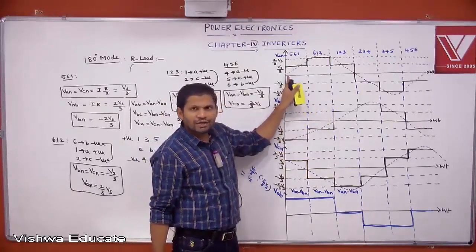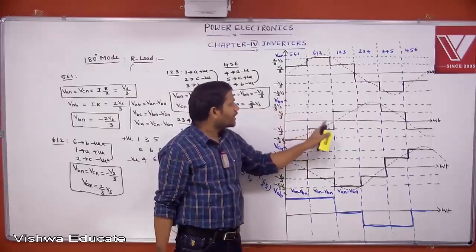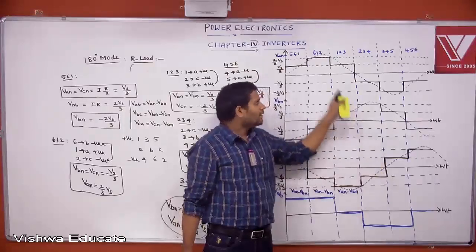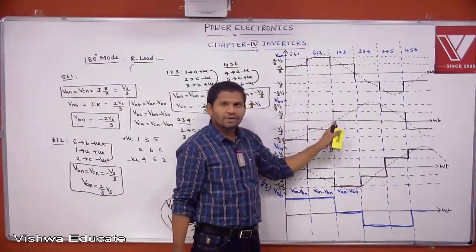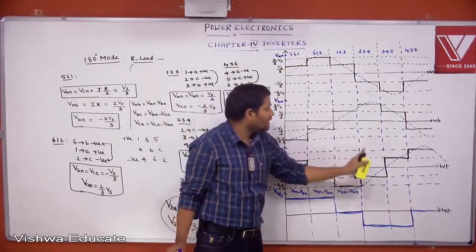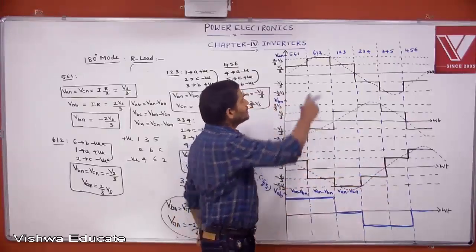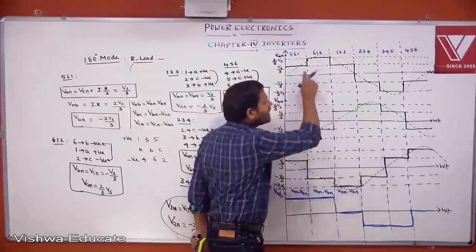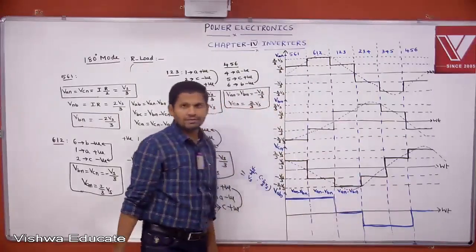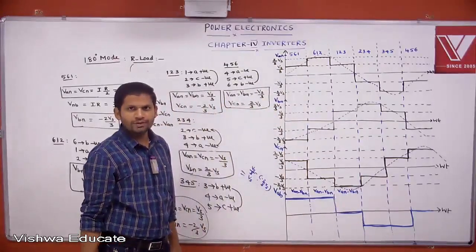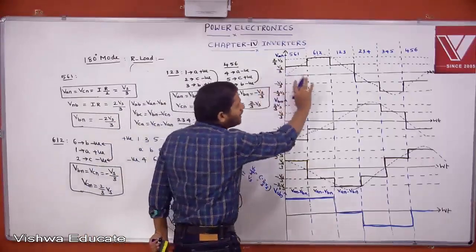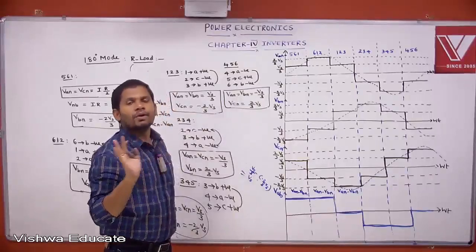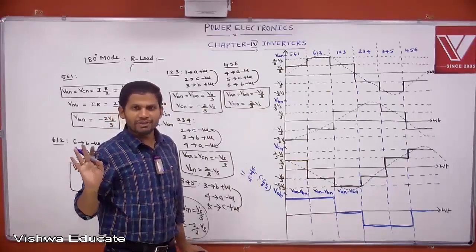This is 0 degrees. Assume that it is 0 degrees. Then 60 plus 60, after 120 degrees it starts. Then after 240 degrees it starts. The phase difference between A phase and B phase is 120 degrees. The phase difference between B phase and C phase is 120 degrees. The phase difference between each phase is 120 degrees. Understood? Okay. Like this, we are converting a DC voltage into three-phase AC by using the 180-degree mode of operation using a three-phase bridge inverter.